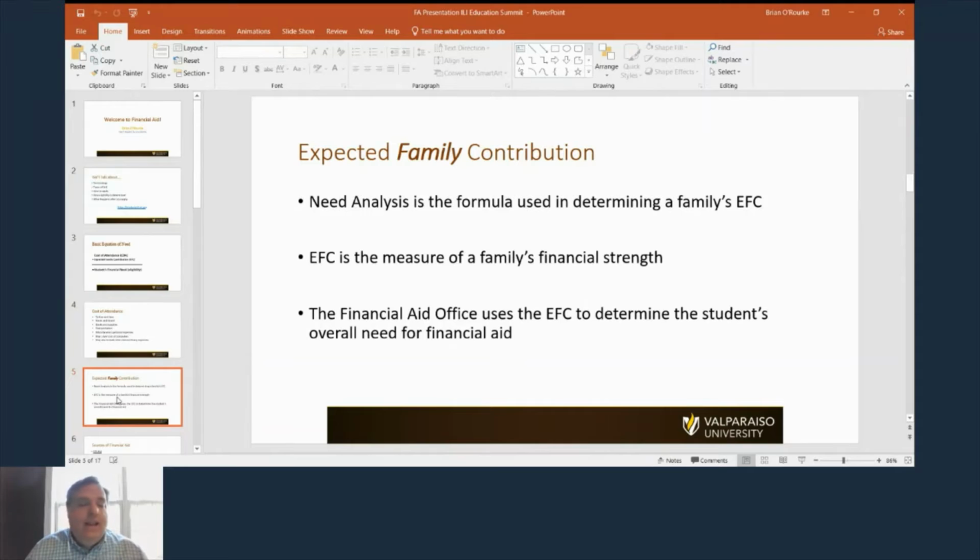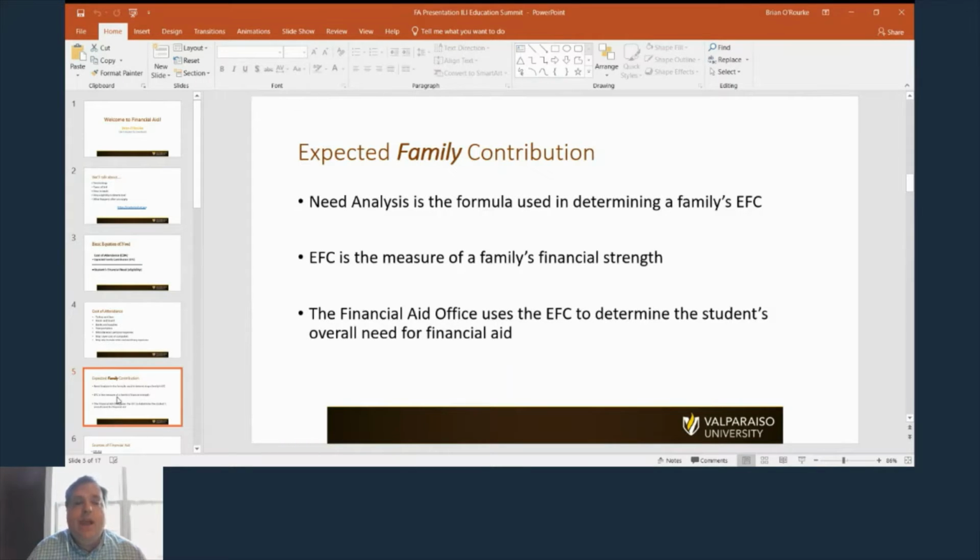Financial aid and the U.S. government assumes that sending a student to college for a year is a family investment. Whether or not your parents or your family are helping you pay for school, the assumption is that if you're under the age of 25, you're going to school and your family is going to help you with paying for your education.